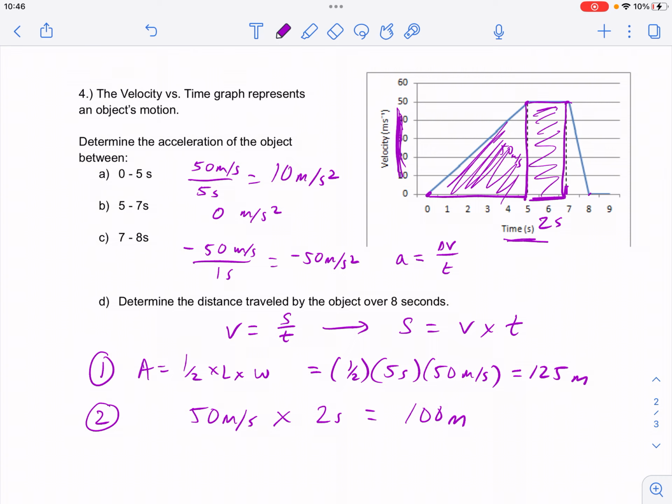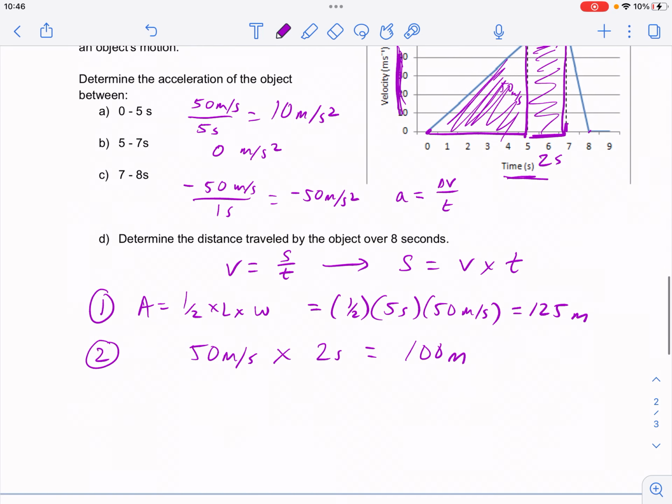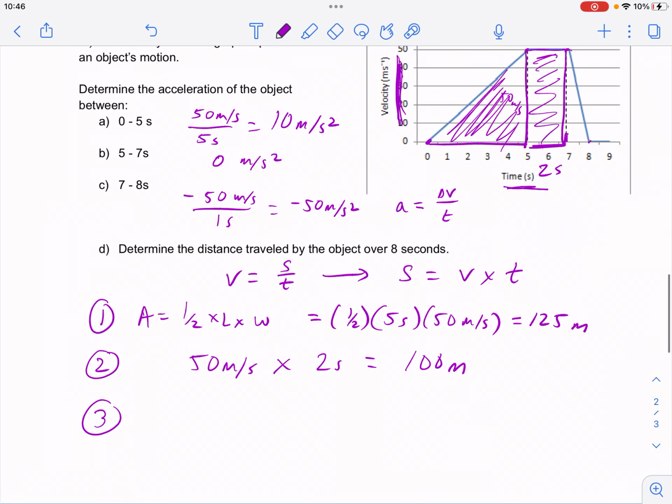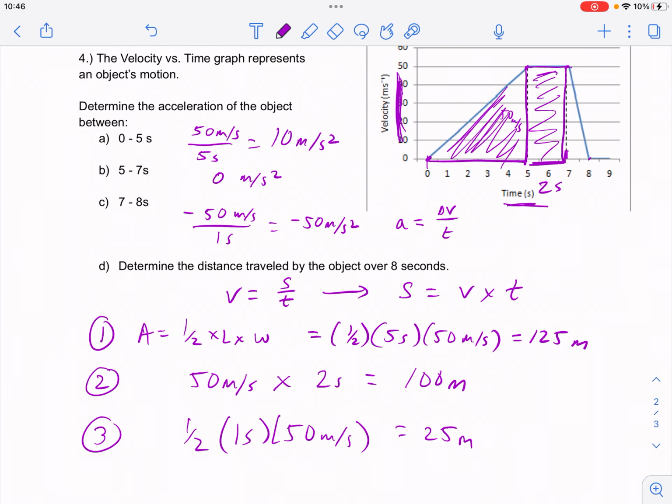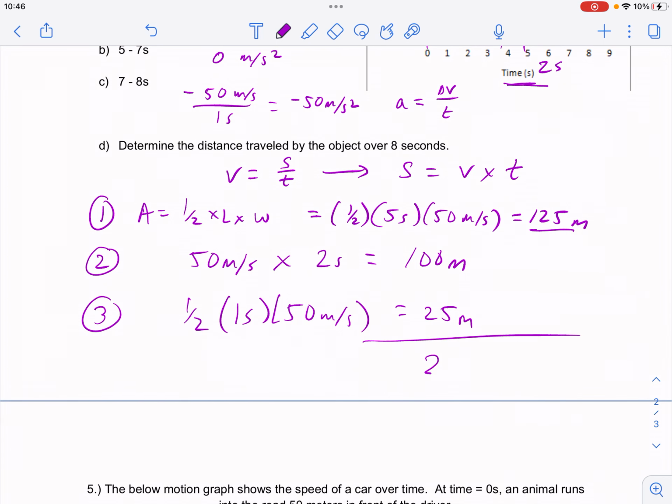This one is 100, and the last one I can tell is going to be the smallest. It's also a triangle, so we're going to get 1/2. It's got a base of 1 second, and it has the height of 50. And so 1 times 50 is 50, times 1/2 is 25 meters. So this object traveled 125 meters over the first 5 seconds. Then it traveled 100 meters over the next 2 seconds. And then it traveled 25 meters in this last second. And so in total, the object traveled 250 meters as its total distance.